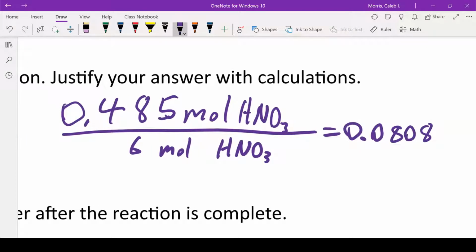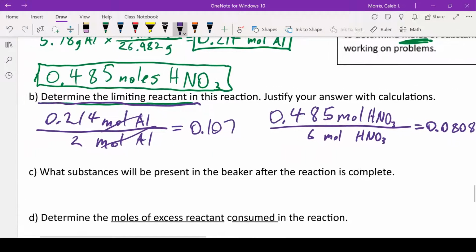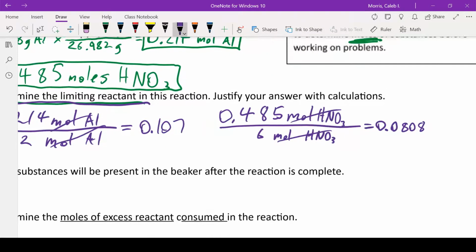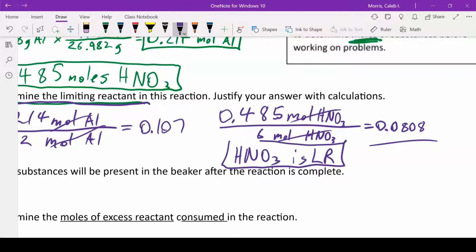Again, no units. All right, so our question here is which one's the limiting reactant. Remember, the reactants are aluminum or HNO3, and again, these don't have units, but what we want to do is find which one gives us the fewest batches, the fewest moles of reaction. So the smaller number here is definitely that one. So that tells me HNO3 is the limiting reactant. That's very important that you answer the question.